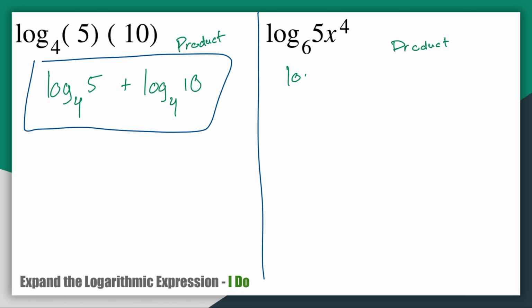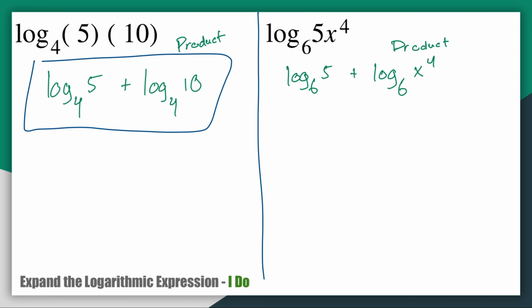I'm going to split this into log base 6 of 5 plus log base 6 of x to the power of 4. And again, when we do this, we need to be able to bring it back to the original problem. If I had done the 4 first, then there would be a 4 in front here, and if I bring that 4 back into 5 to the power 4, that's just not true. So now we can use the power property here.